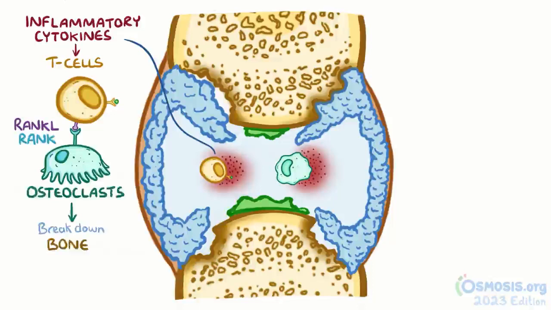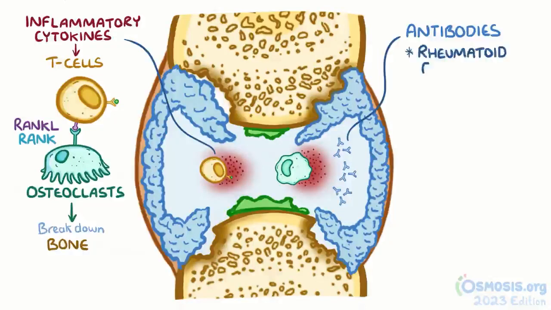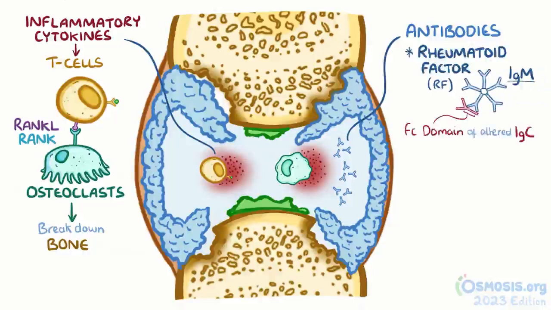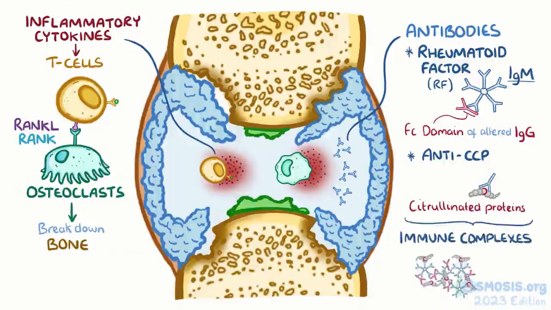Meanwhile, antibodies also enter the joint space. One antibody is called rheumatoid factor, or RF, which is an IgM antibody that targets the constant Fc domain of altered IgG antibodies. Another antibody is anticyclic citrullonated peptide antibody, or CCP, which targets citrullonated proteins. When these antibodies bind to their targets, they form immune complexes which accumulate in the synovial fluid.